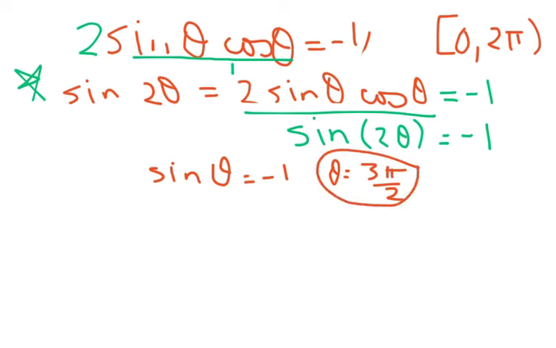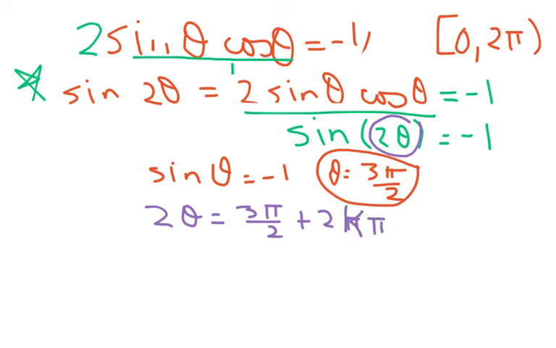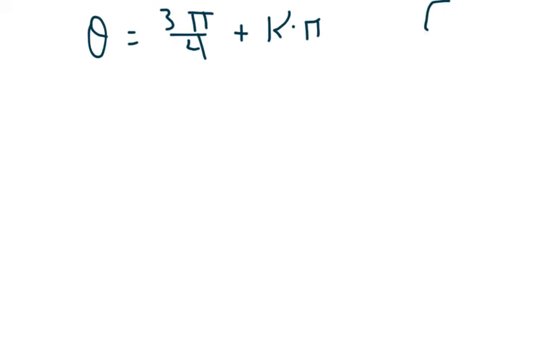So we have that. But we're really looking for what? 2 theta. So we set 2 theta equals 3 pi over 2 plus 2k pi. Divide everything by 2, so theta equals 3 pi over 4 plus k times pi. I'm going to move it over here. Theta equals 3 pi over 4 plus k times pi. Now we know we're seeking solutions between 0 and 2 pi.